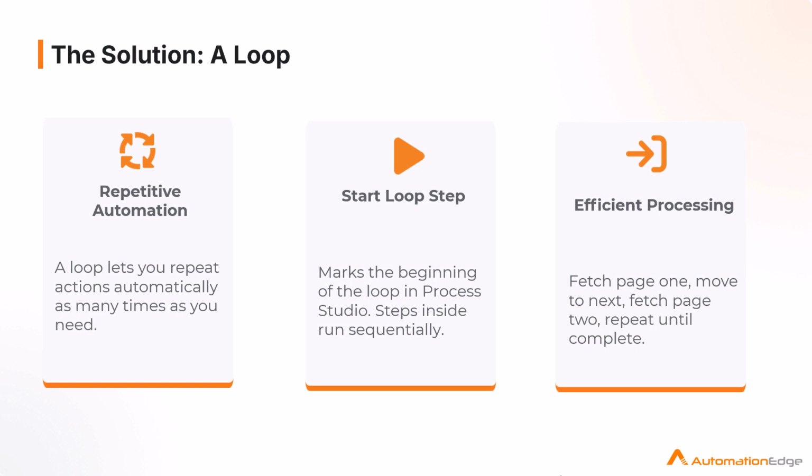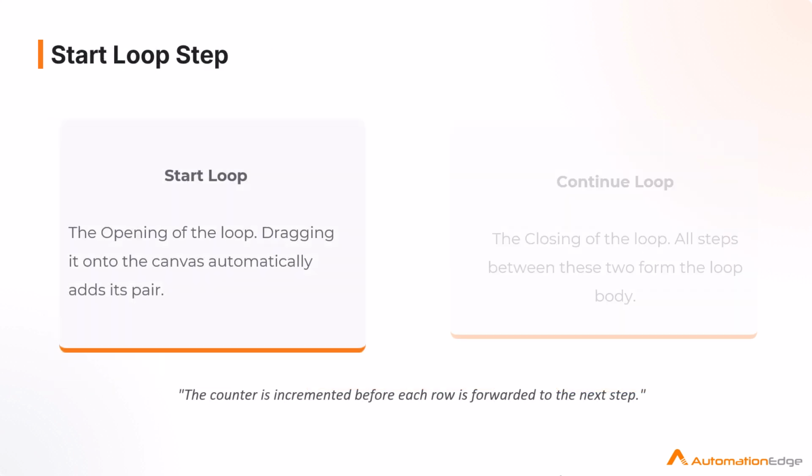Let me show you how this step works before we add it to our workflow. The start loop step always comes as a pair. When you drag it onto the canvas, a continue loop step is added automatically. Think of start loop as the opening of the loop and continue loop as the closing. All steps placed between them form the loop body. And one more thing. The continue loop step has no configuration of its own.